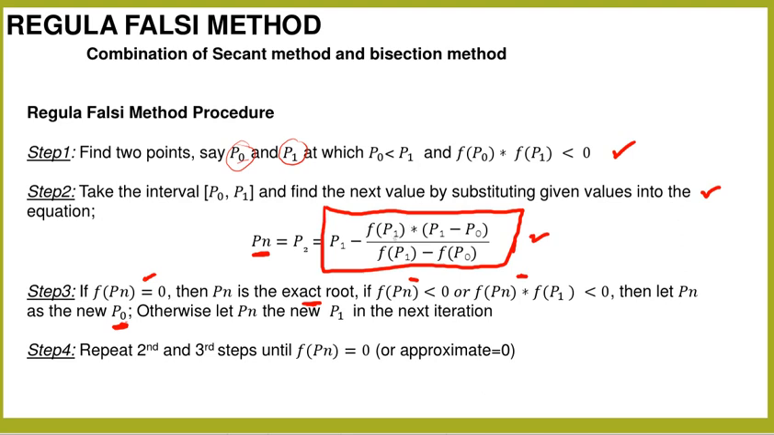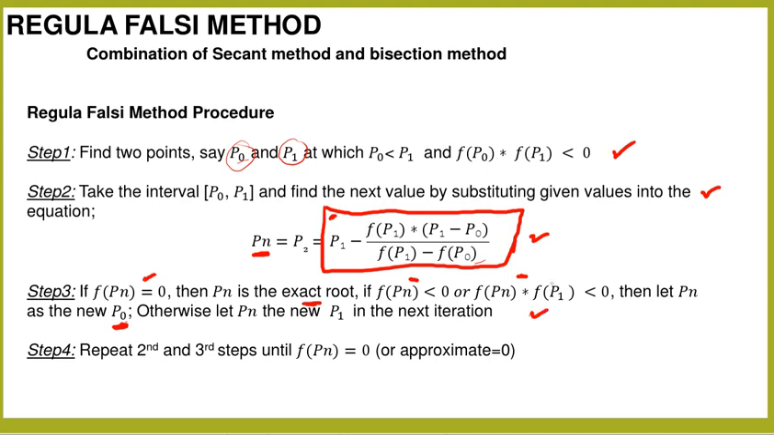So, pag mapapansin nyo, itong step 3 is actually yung procedure din natin sa pag-solve ng root of nonlinear equation using bisection method. Okay? So, if the function of Pn is less than 0, that is a negative value, let the Pn be the next P0 doon sa ating next iteration. If not, our Pn be the new P1. Okay? Yun yung pinag-iiba doon sa secant method kasi ito kinuha natin sa bisection method.